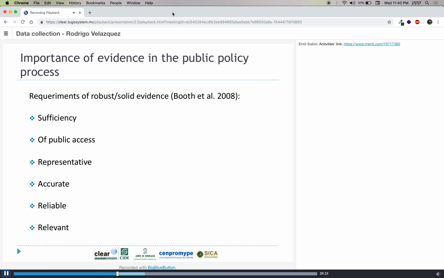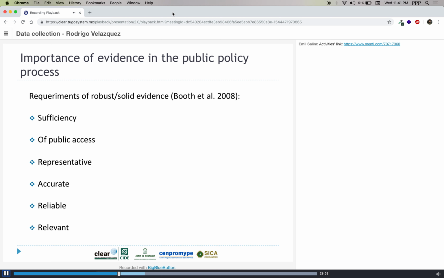So we're going to talk about this later on, but right now I think that it is very important to highlight the fact that reliability has to do with transparency concerning data collection and analysis, and also it has to do with the source. So this is something that we have to take into account.